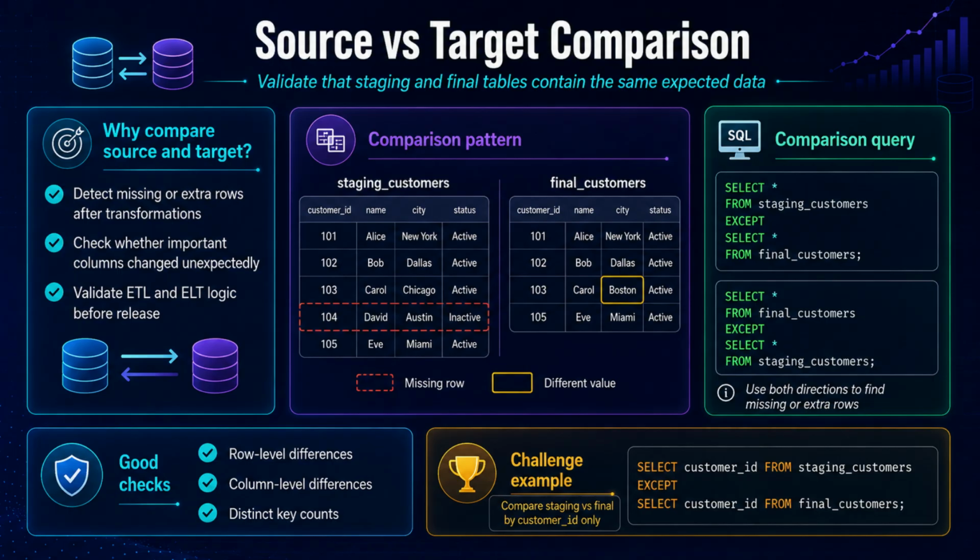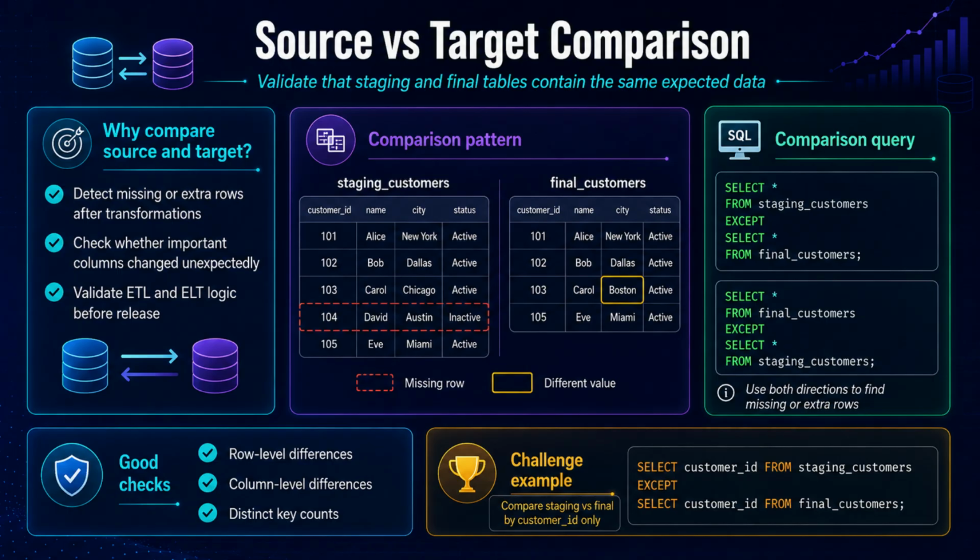In the center of the slide, we compare staging customers against final customers. The staging table contains customer 104, David, from Austin, with status inactive. But this row is missing in the final table. That's a missing row issue. We also see that customer 103 exists in both tables, but one value changed. In staging, the city is Chicago. In final, the city is Boston. That is a changed value issue. So this comparison helps us detect 2 common problems: records that disappeared and records that changed unexpectedly.